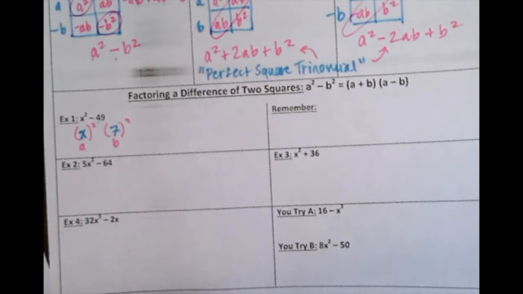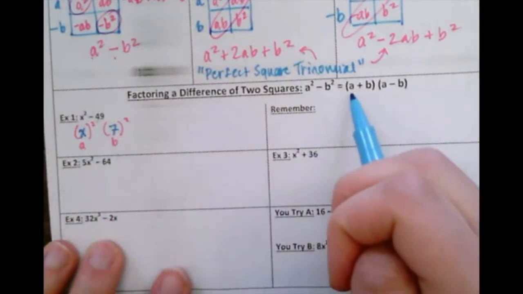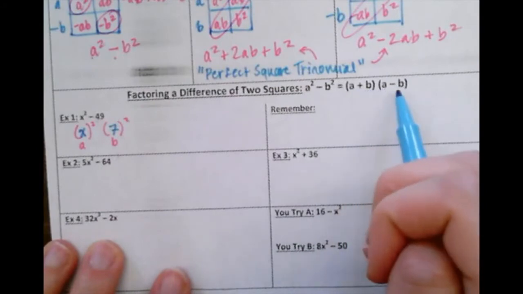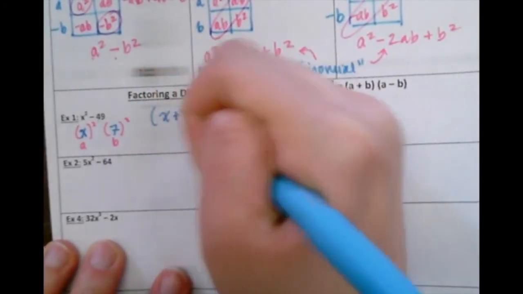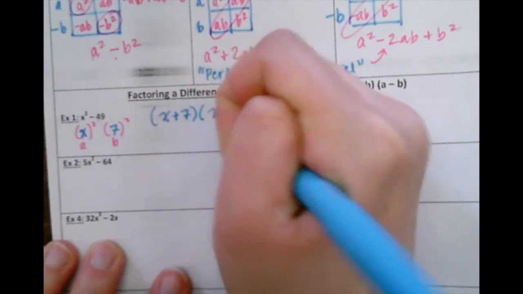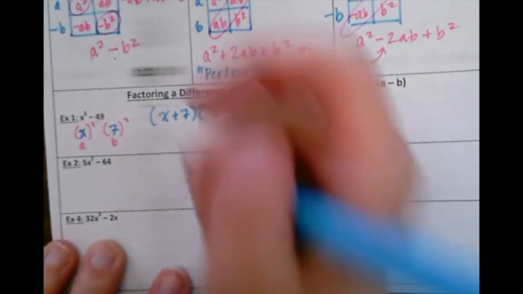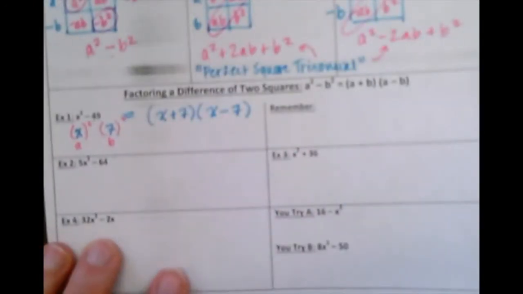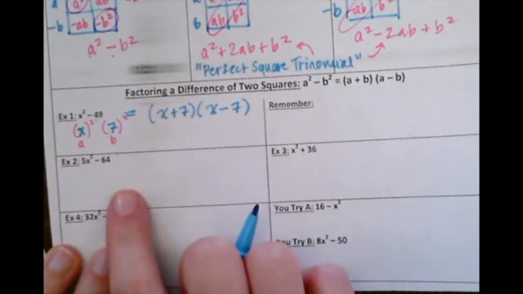So now I can easily factor. If a is x and b is 7, I'm plugging a and b into this formula. So I should get x plus 7 times x minus 7. And that would be the factored form of x squared minus 49. So this would be equivalent, okay?